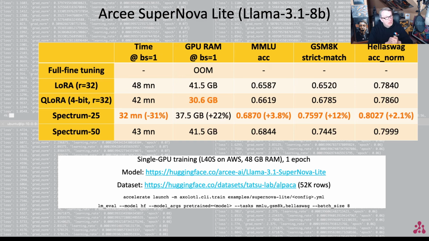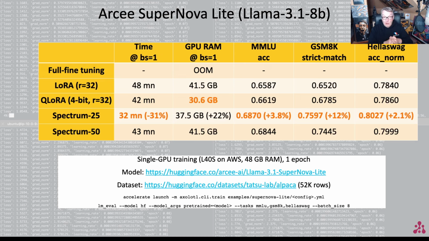And then, just for the sake of completeness, I also ran Spectrum 50, which didn't improve on Spectrum 25, right? Close, but no cigar. So as you can see here, Spectrum 25 is much faster than QLoRA, right?